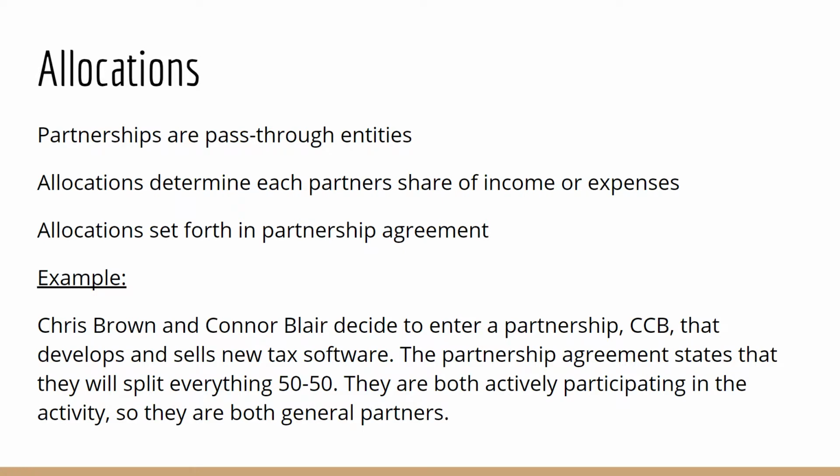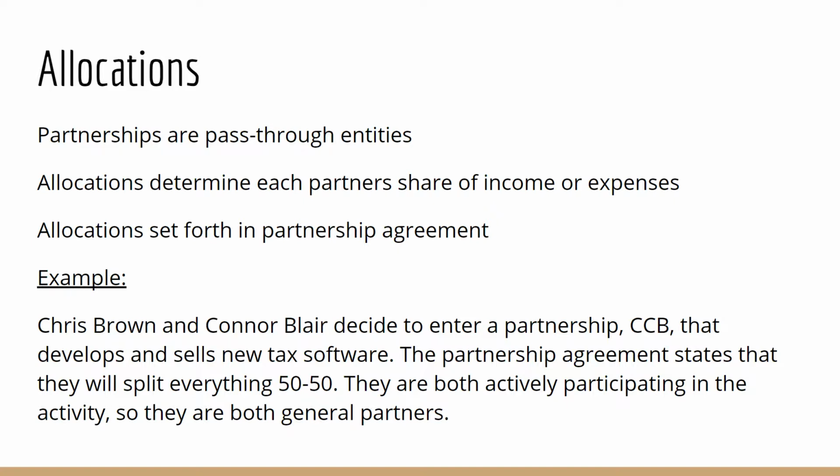So now we're going to talk about allocations. As Allison was saying, the partnership agreement determines how this works. It should all be well documented. Partnerships are pass-through entities. What that means is any of the income, any of the gain, any of the expenses, they all flow through to the partner's individual returns and have an impact on their personal tax statement. Allocations are what determine the share of income or expenses, and allocations are always set forth in the partnership agreement.